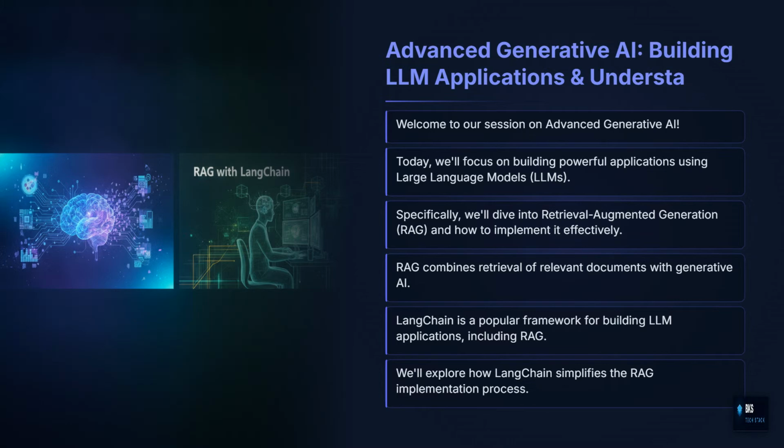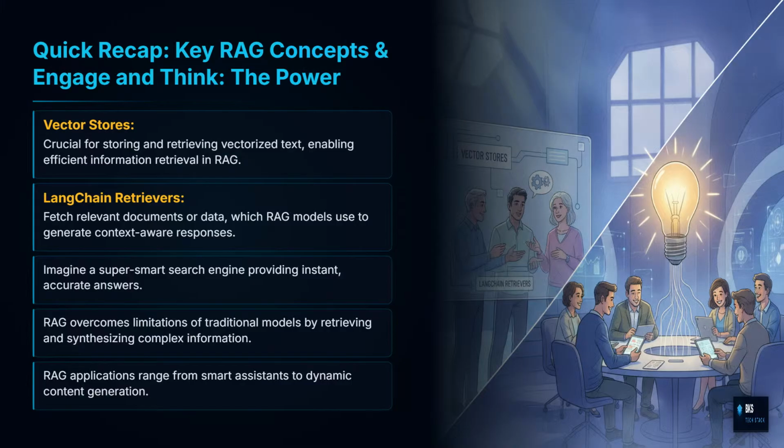RAG, or Retrieval-Augmented Generation, is a powerful technique. It essentially allows LLMs to access and use external knowledge. We'll be using LangChain, a fantastic framework that makes building these RAG systems much more manageable. Think of LangChain as your toolkit for assembling these complex AI applications. Let's quickly recap some fundamental concepts.